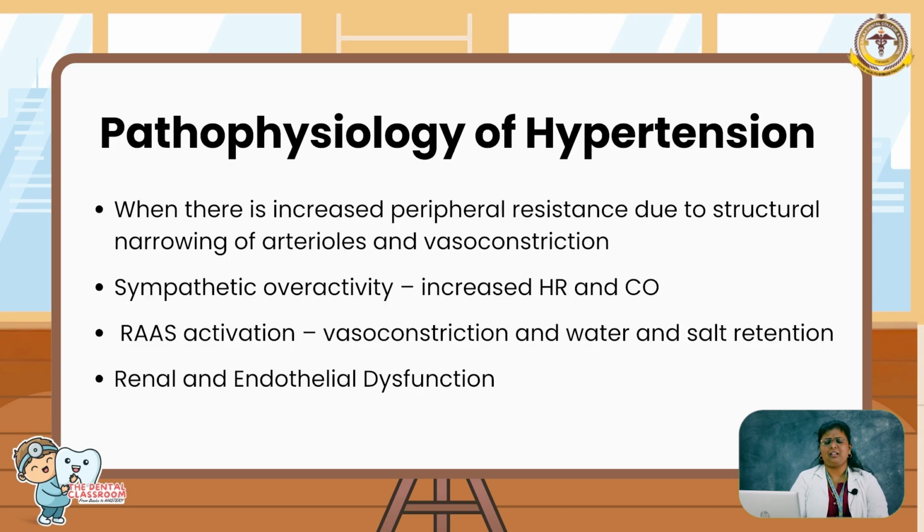What is the pathophysiology? Mainly, hypertension is because of sympathetic overactivity in the person, or the renin-angiotensin aldosterone system getting activated more, or renal dysfunction or renal endothelial dysfunction taking place. So this is the pathophysiology of hypertension. Whenever this is corrected, hypertension can be treated.